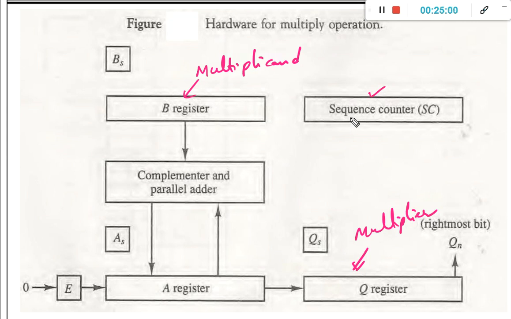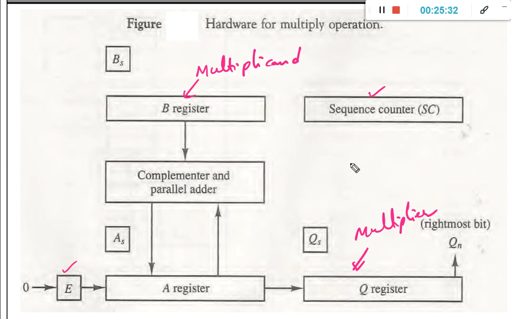in this particular multiplier. We need a complementary and parallel adder, which is going to perform the addition operation, and we need an expansion bit E to store the carry out, if any. Initially the E value will be set to 0.